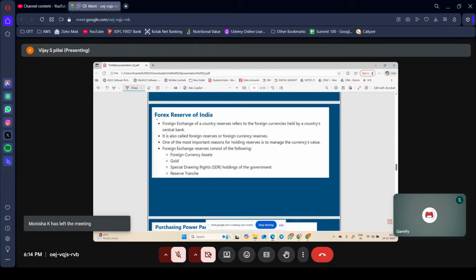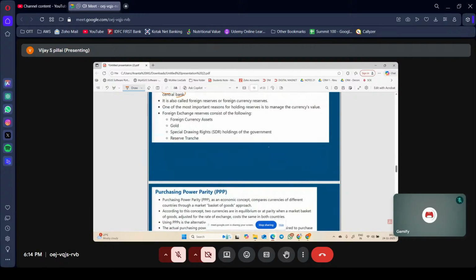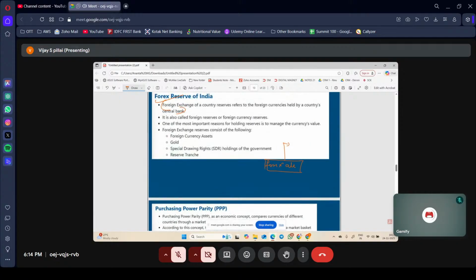Okay. So, now let's talk about the Foreign Reserve of India. Foreign exchange reserve of a country refers to the foreign currencies held by the central bank. Whenever I'm talking about a Forex account, or foreign exchange currency account, what you have to assume is an account in RBI. Not in SEBI or other platform. You should not confuse it. Forex is an account in RBI.